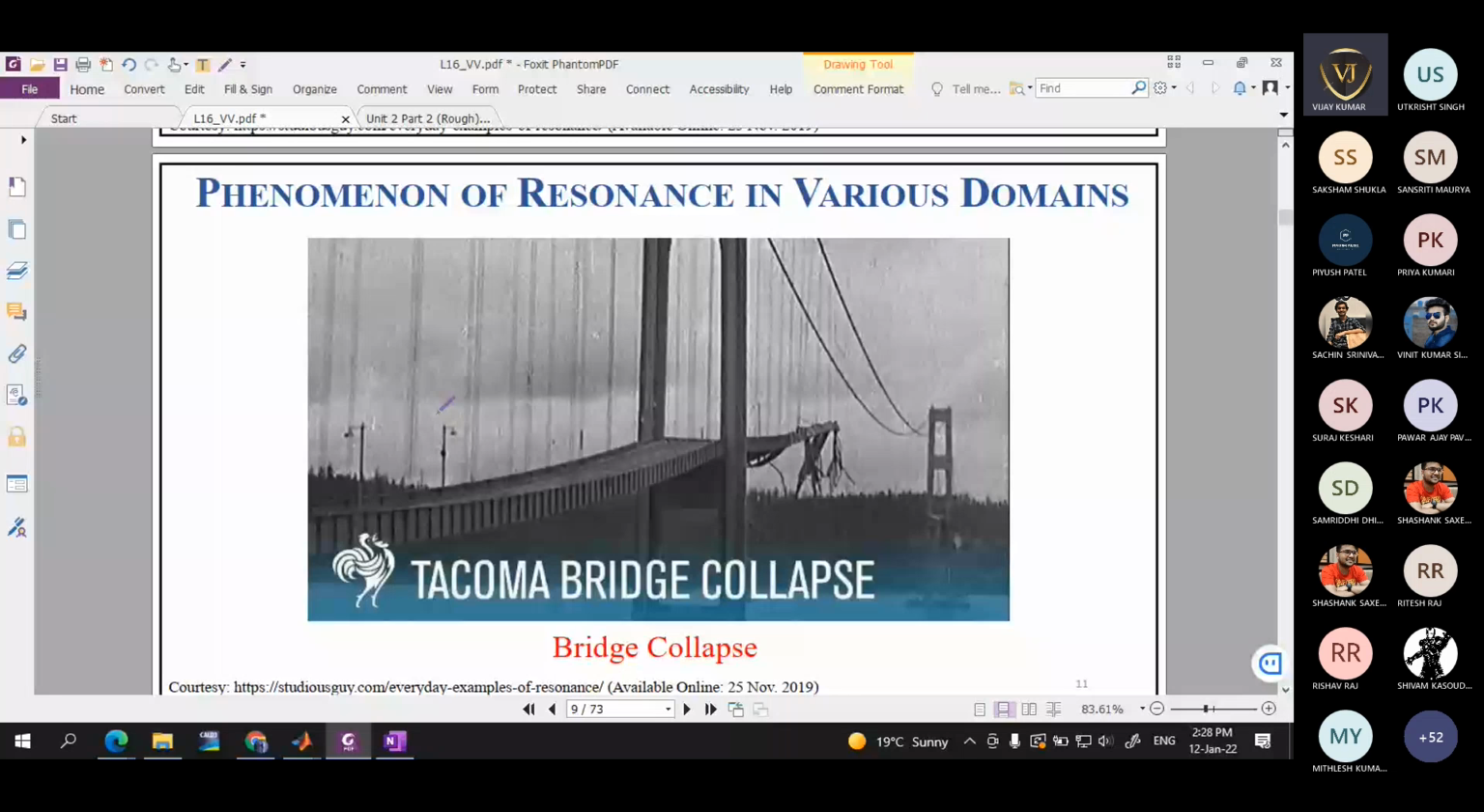Because of the resonant condition, this complete bridge has been broken. If you design a system without understanding what resonance is and the effects of resonance, it can build up enough energy to collapse the complete bridge. We are not going into much detail on that. You can see, I think it will be visible to you.